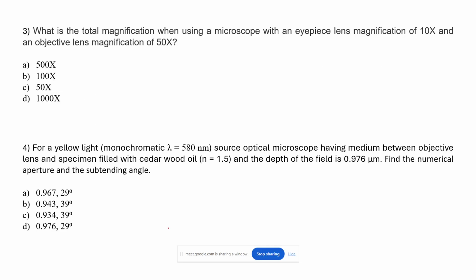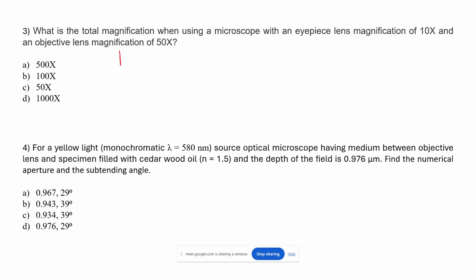Let's move to the next question. Question number 3. What is the total magnification when using a microscope with an eyepiece lens magnification of 10x and an objective lens magnification of 50x?